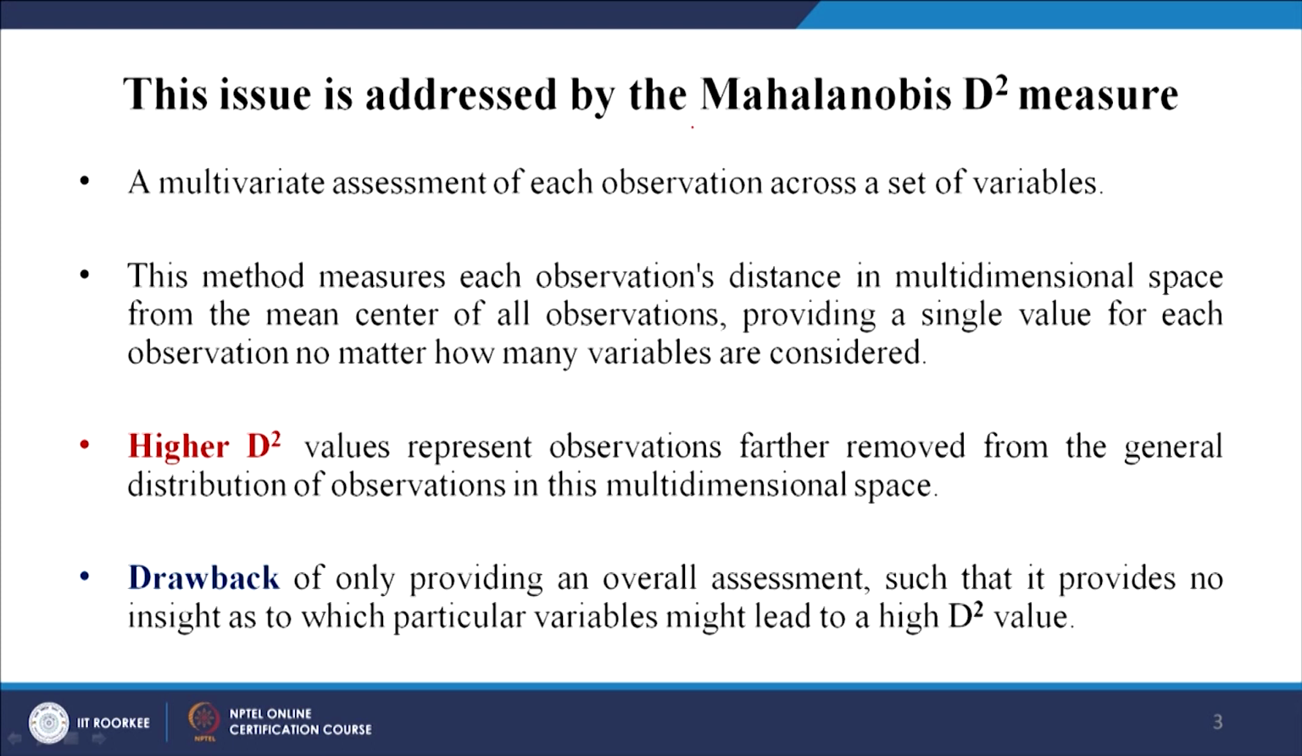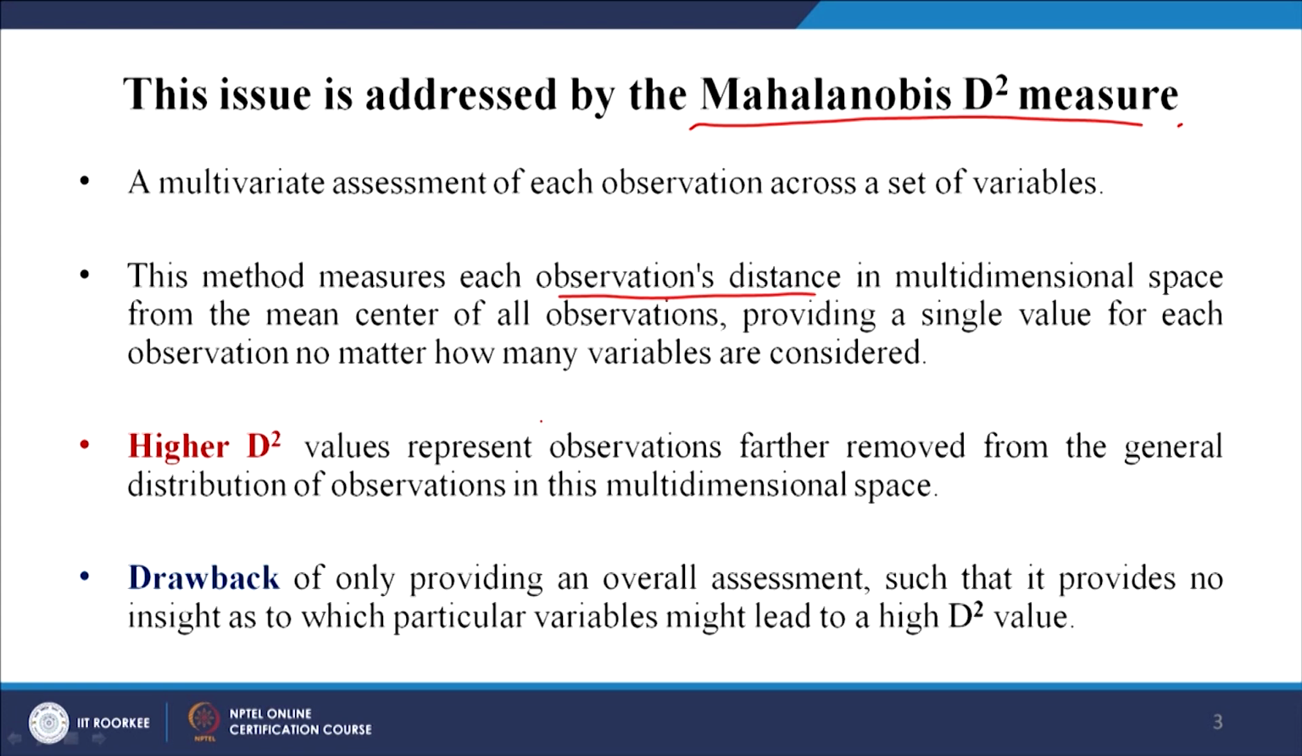This issue is addressed by the Mahalanobis D square measure. The Mahalanobis distance measure is the method which will be utilized to check for outliers. It is a multivariate assessment of each observation across a set of variables. Now, this is important: this method measures each observation's distance in a multidimensional space from the mean center of all observations, providing a single value for each observation no matter how many variables are considered.